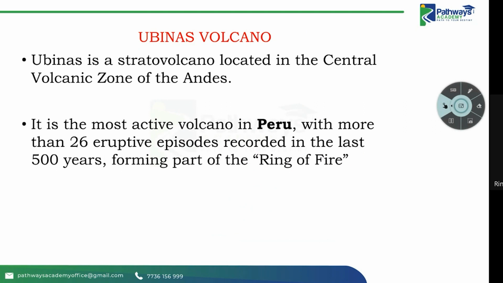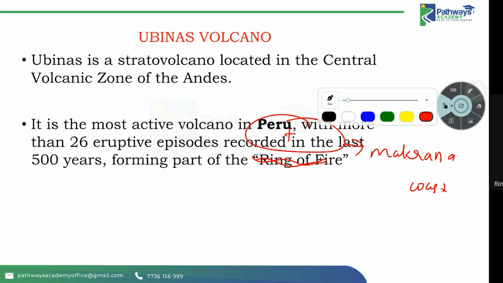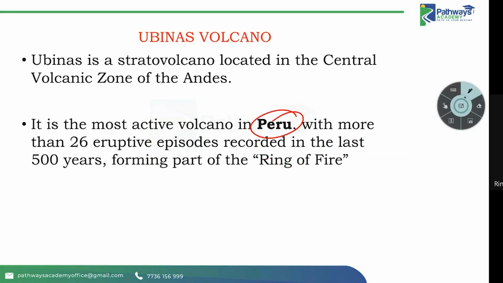The most active volcano in Peru is the Ubinas volcano. Please write it down. Sometimes UPSC may ask about volcanoes and their places. Ubinas volcano is located in Peru. It is a part of Ring of Fire and the most active volcano in this region. In case of volcanoes, you just need to search its nation, no other thing.